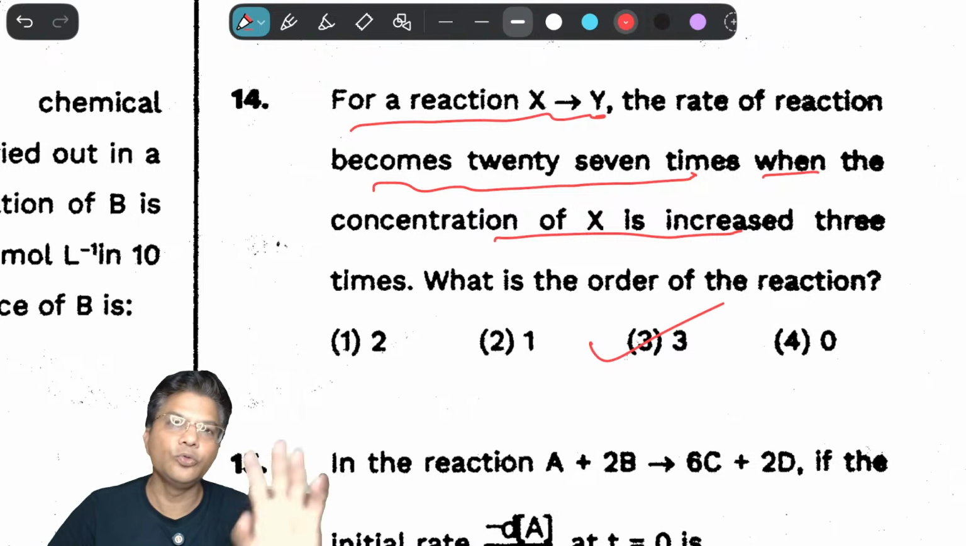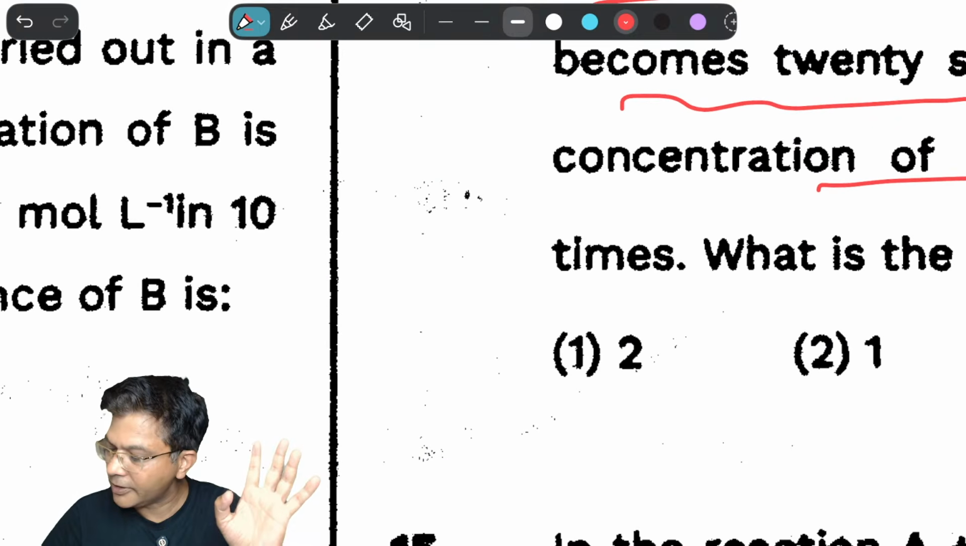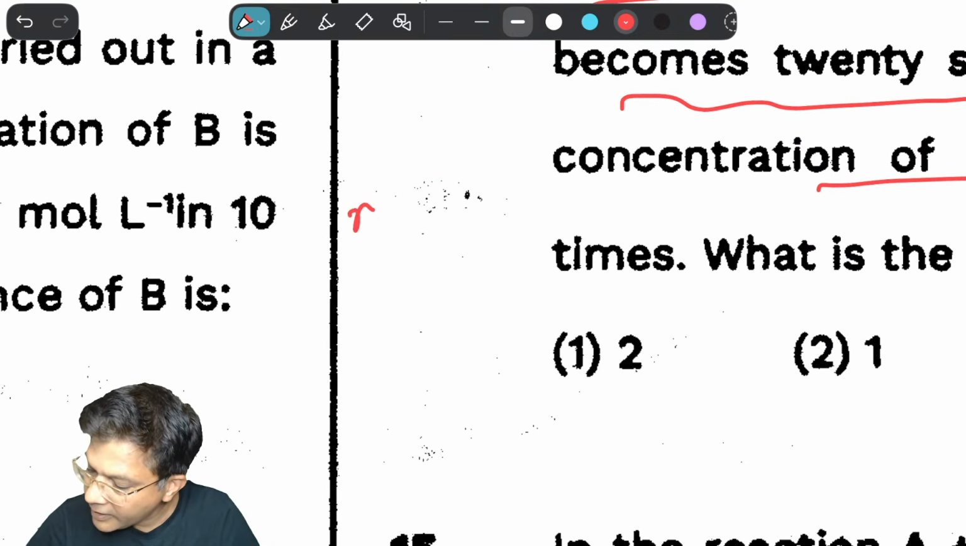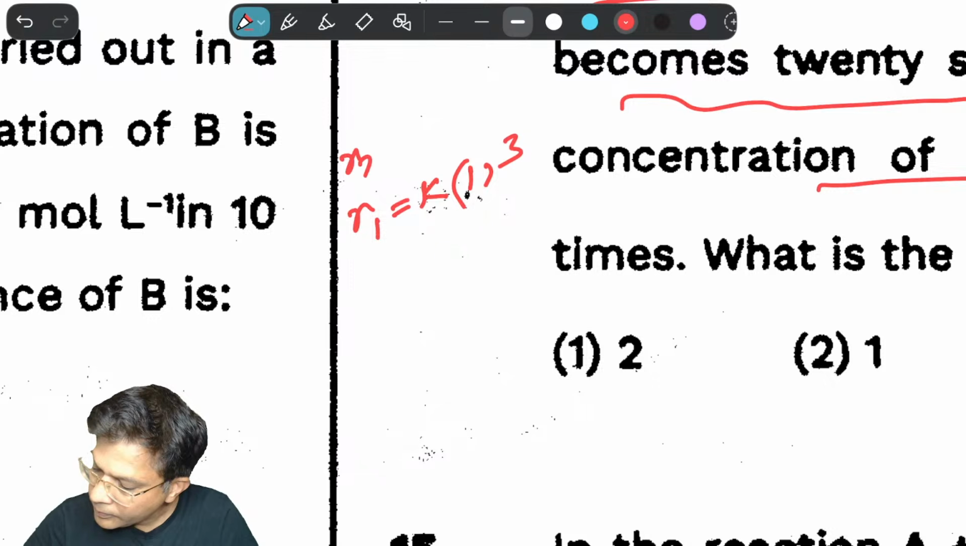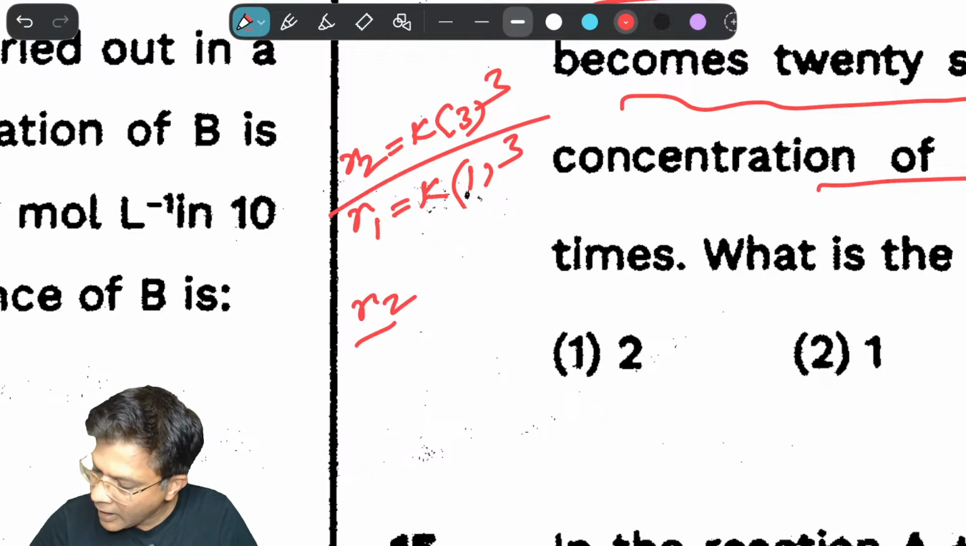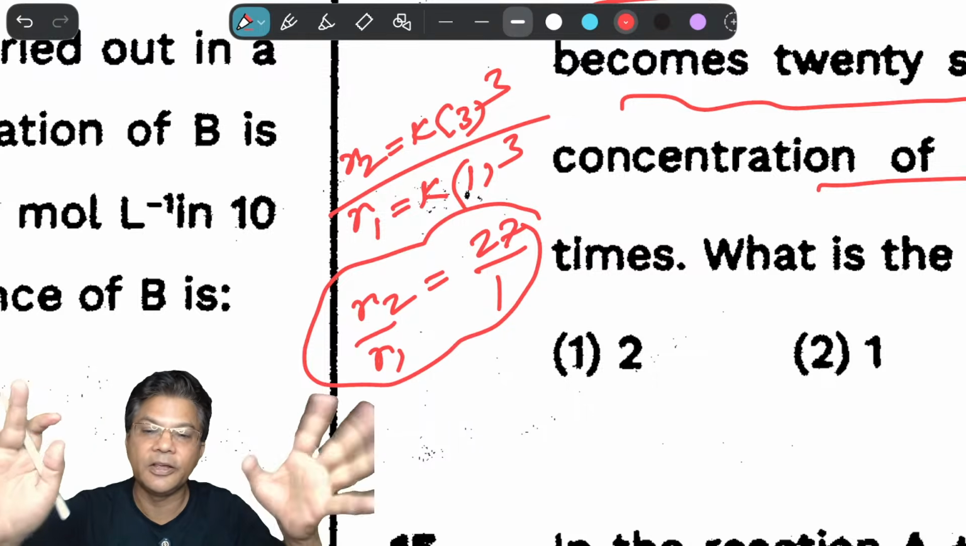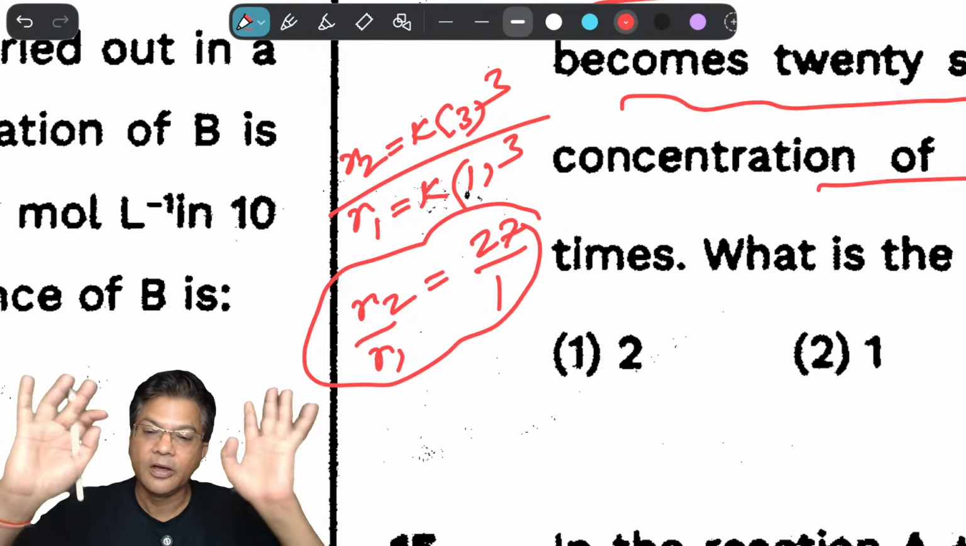Now, those who are not able to understand, let me solve it in another way. See, if R1 is K times 1 to the power 3, then R2 is K times 3 to the power 3. Now apply maths: R2 upon R1, K cancels out, 3 3s are 9, 9 3s are 27 upon 1. So this is the case. This is possible only when the power is 3, otherwise it's not possible. I've told you in both the two ways, right?